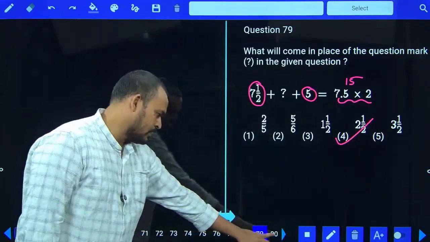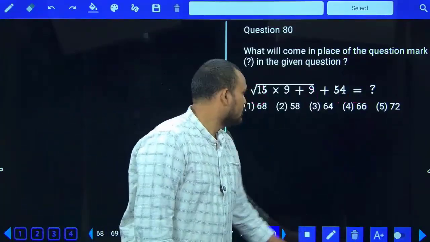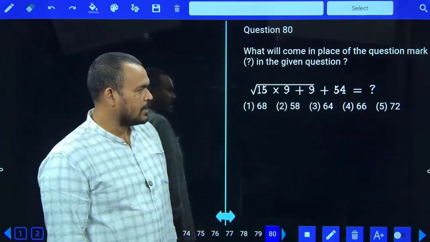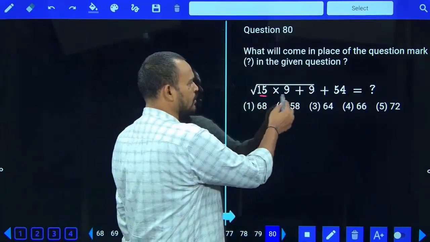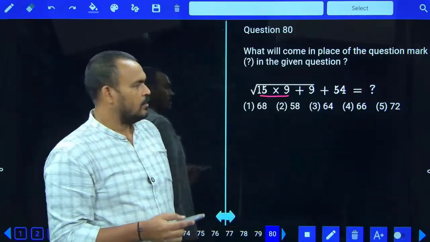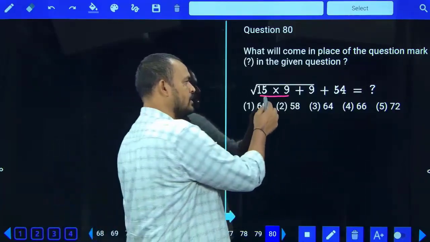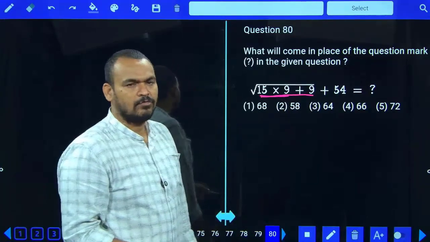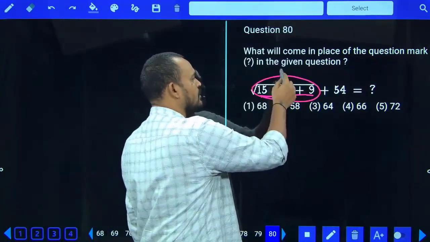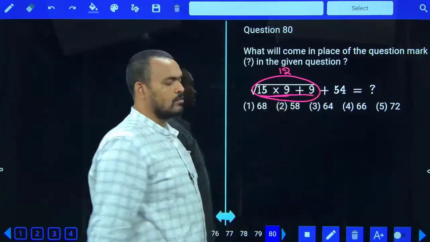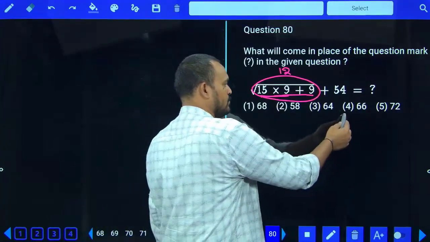Next question number 80. Square root of 15 into 9 plus 9, plus 54. 15 into 9 means how much? 135. 135 plus 9 means 144. Square root of 144 means that is 12. 12 plus 54. 66. Which option? Fourth one.